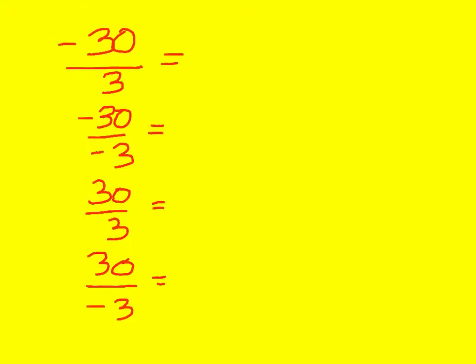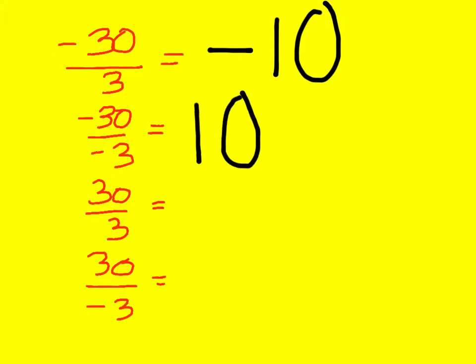Example problem number 2 works the same exact way. We have a negative and a positive. It's going to give us a negative answer. So it's going to give us negative 10. Negative 30 over negative 3, 2 negatives, is going to give us a positive 10. 30 over 3 will give us positive 10. And a 30 divided by a negative 3 will give us negative 10.